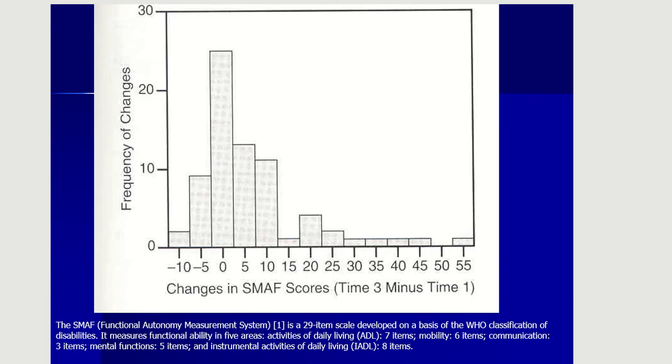Here's one more histogram, okay? So again, you can see that this is a frequency histogram. We're representing the frequencies and not the percentages. On the x-axis, you have the score of something called the SMAF. Okay, and actually it's the changes in the SMAF. If you want to know what the SMAF is, I have it here for you. You can read it. And basically, we're looking at the changes.